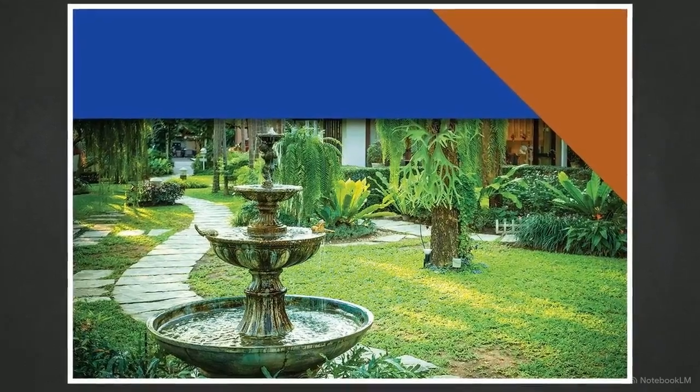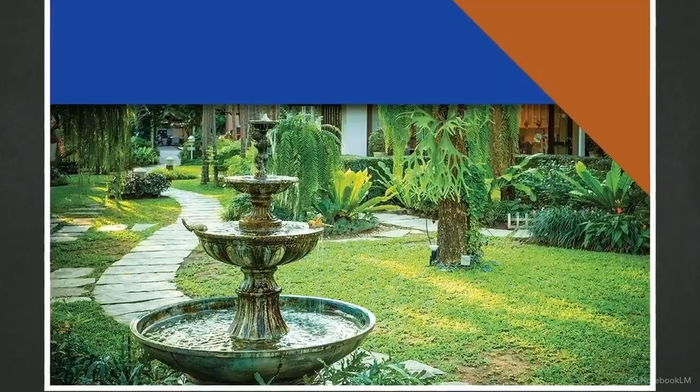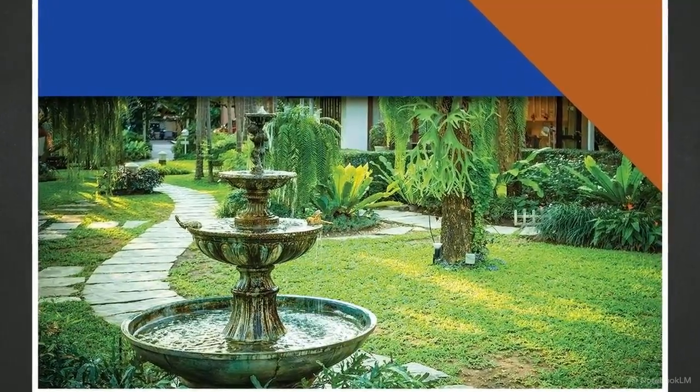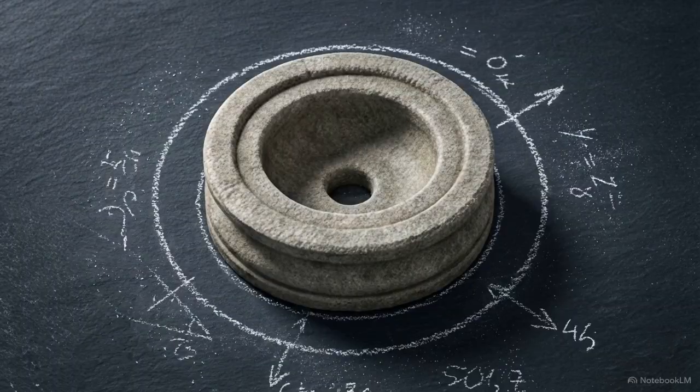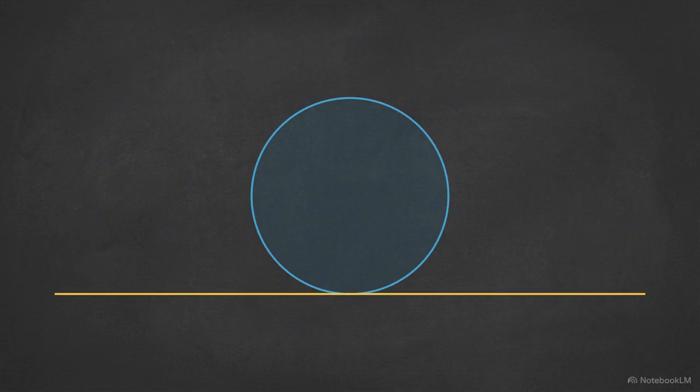This photograph shows a tiered garden fountain, and we are going to use its physical structure to ground our study of abstract circular geometry. The perfectly circular basins serve as our primary geometric subject. If we extend the straight edge of the stone path so that it grazes the very edge of the circular grass patch, intersecting the boundary at exactly one point, we create what is called a tangent.